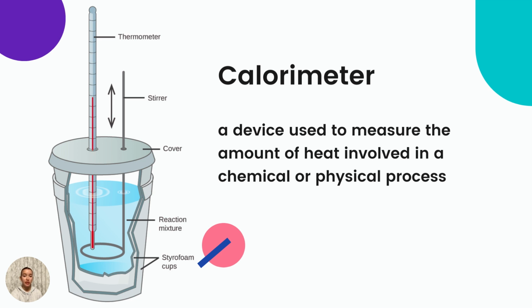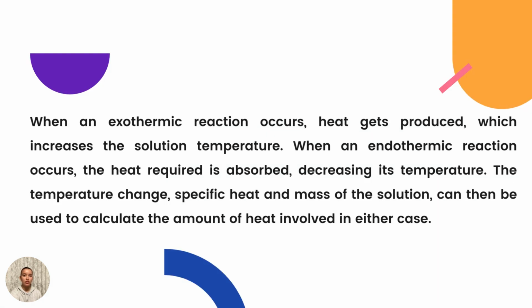This is a calorimeter, which is a device that we use to measure the amount of heat that gets involved in this chemical or physical process that we are talking about. And here we have the thermometer, which of course measures the temperature and the temperature change. We have the stirrer, we have the cover, we have two styrofoam cups, which are put one on top of the other to eliminate heat release as much as possible. And we also have the mixture inside that gets into a reaction.